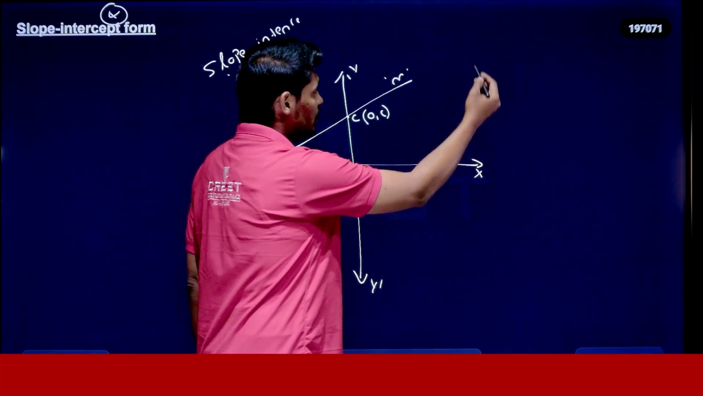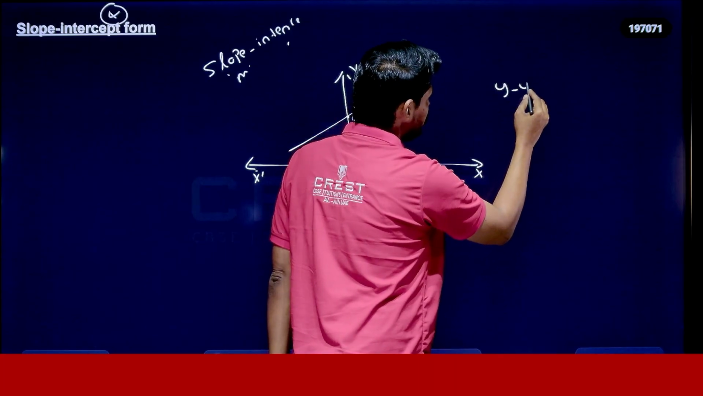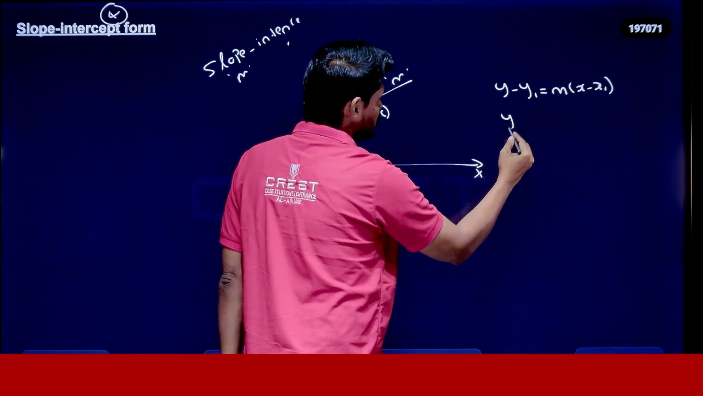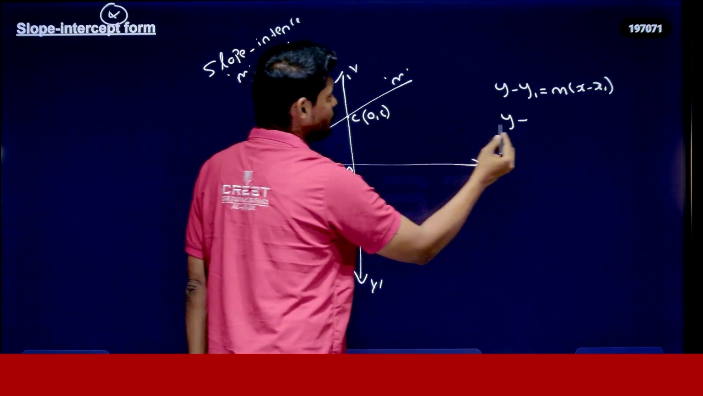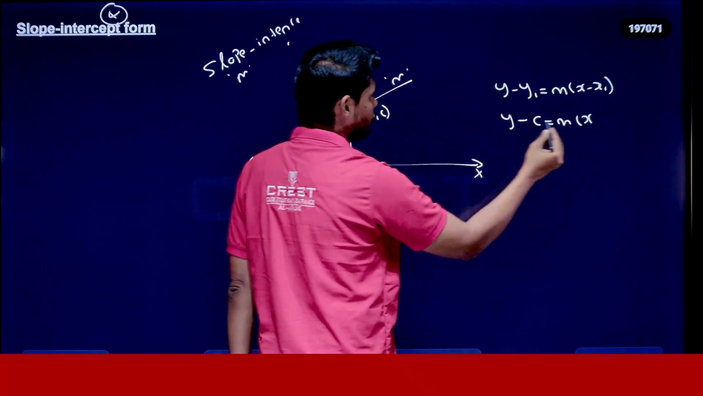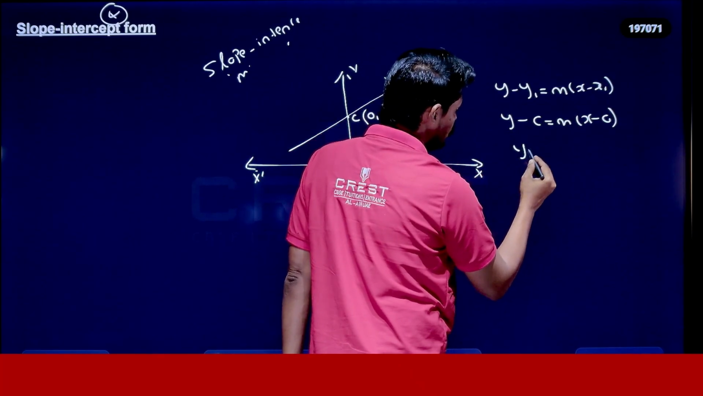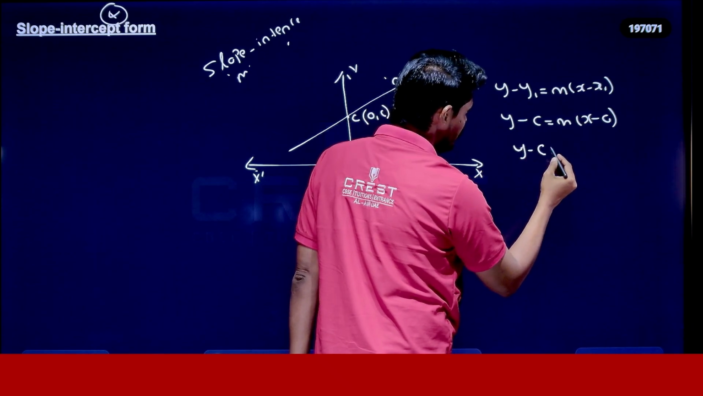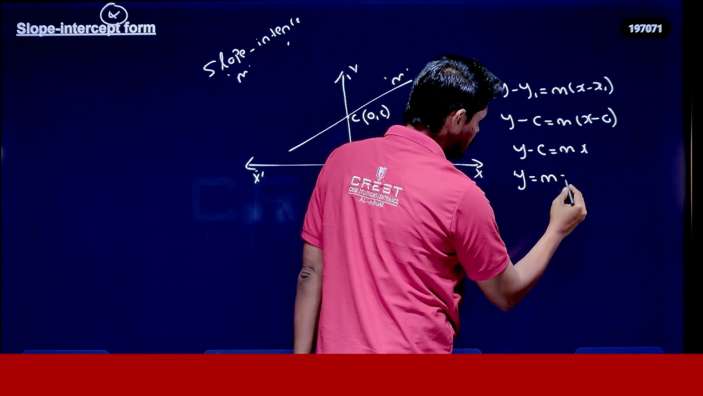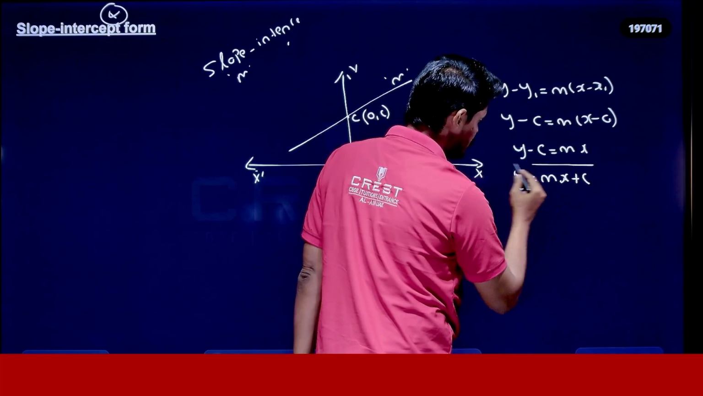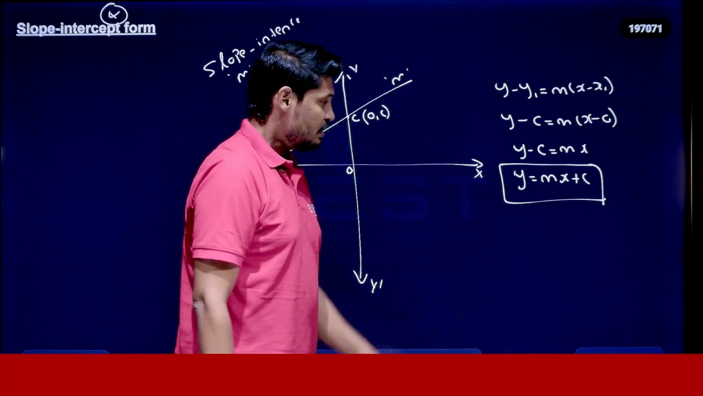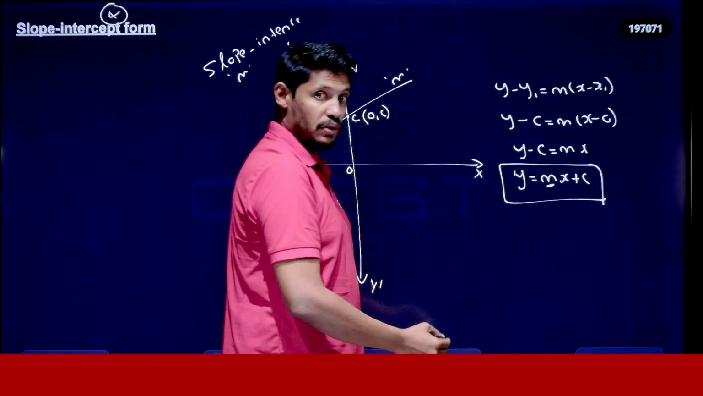We can apply our main equation y minus y1 equal to m into x minus x1. So y minus, our coordinate is 0, C, so y1 is C, y minus C equal to m, and x minus x1 is x minus 0. So when you solve it, you will get y minus C equal to mx, or we can say y equal to mx plus c. This form of line is called slope-intercept form. What is the slope? Slope is the m, and what is the intercept?